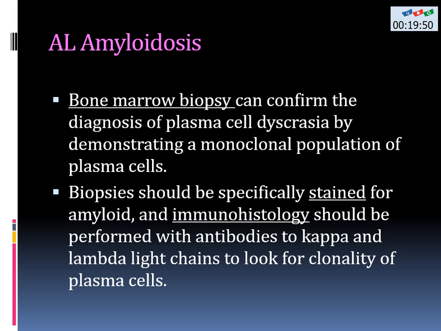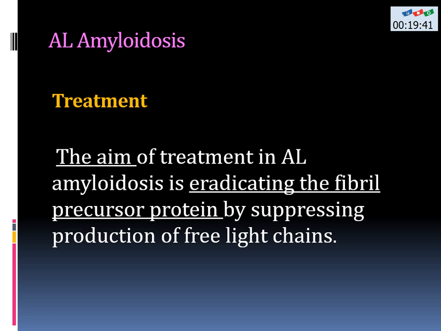The bone marrow biopsy, again, is very essential for the diagnosis, and we're going to follow the same cascade of immunostaining and protein analysis to reach a diagnosis. The treatment. It's very easy now to understand that the treatment of AL lies mainly in eradicating the fibril precursor protein, because now we understand that the main problem is in these fibrils, so we're going to eradicate these fibrils by suppressing their production.